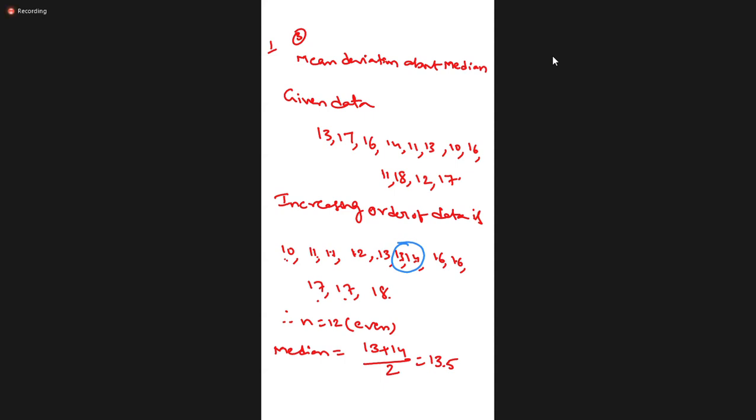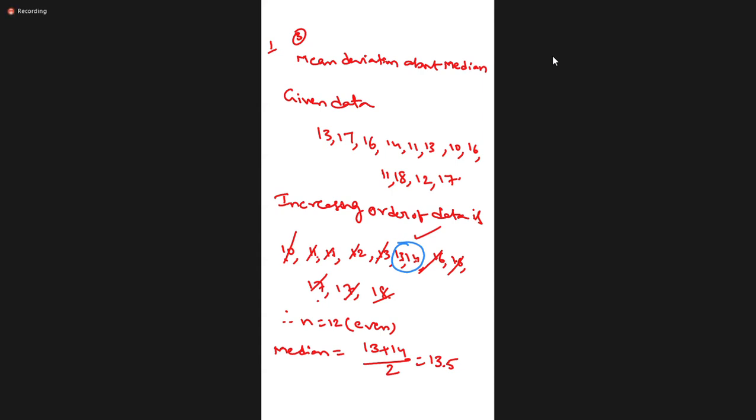Sir, how can you write in increasing order? See, you can just check first and last, cancel. Like this you carry on. So here 2 numbers left. Average of these two is nothing but median. This is the way we will find median.